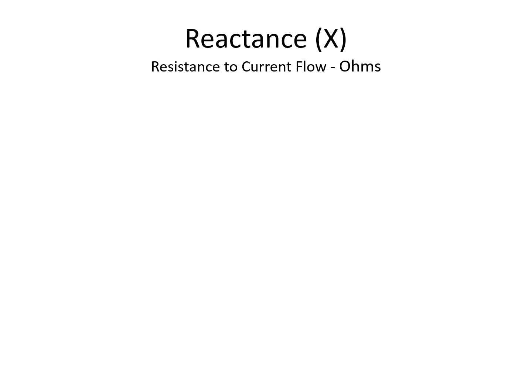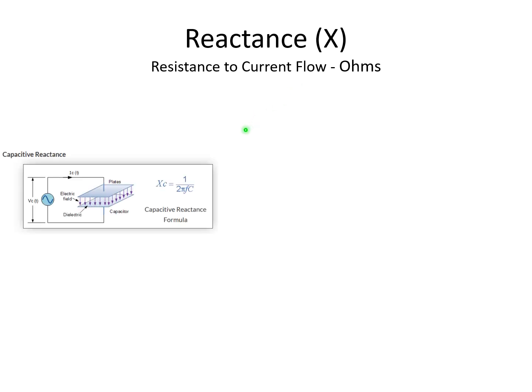Okay, now we're going to look at reactance for a capacitor. Here again, as a reminder, reactance is indicated by the symbol X, and it is a resistance to current flow measured in ohms. So let's take a look at a capacitor. The way it's built is that it's essentially two parallel plates of conductor with a dielectric in between them that's connected to an alternating current source of some sort.